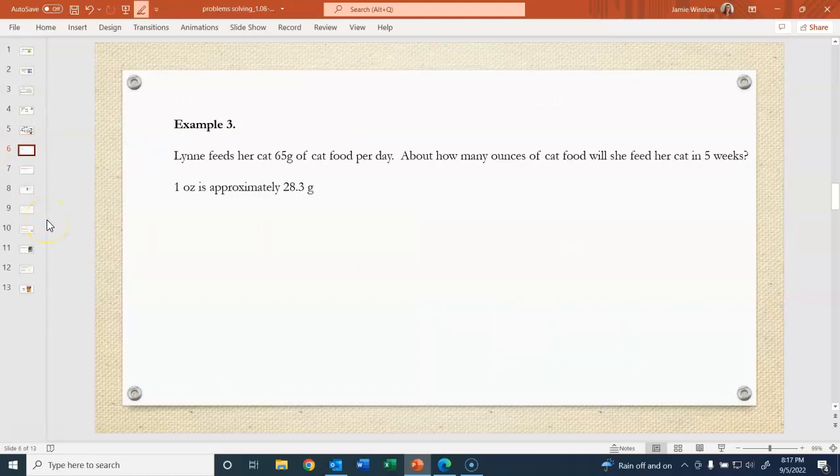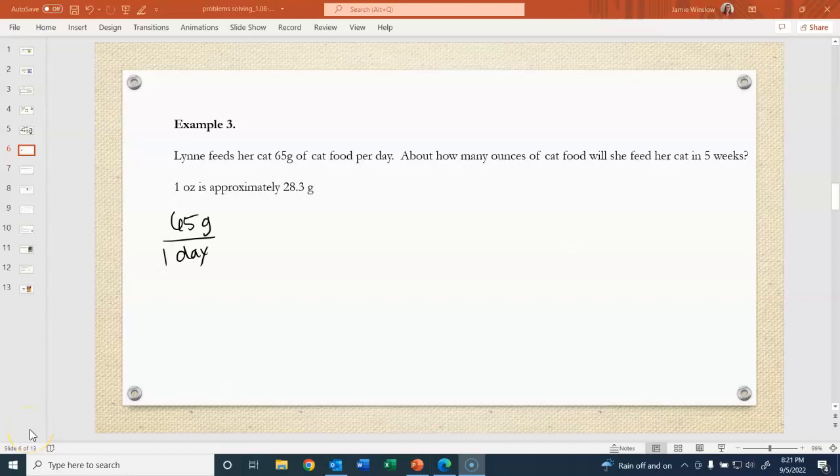Example 3. Lynn feeds her cat 65 grams of cat food per day. So I might just start writing some. 65 grams per day. About how many ounces of cat food will she feed her cat in 5 weeks? 1 ounce is approximately 28.3 grams.